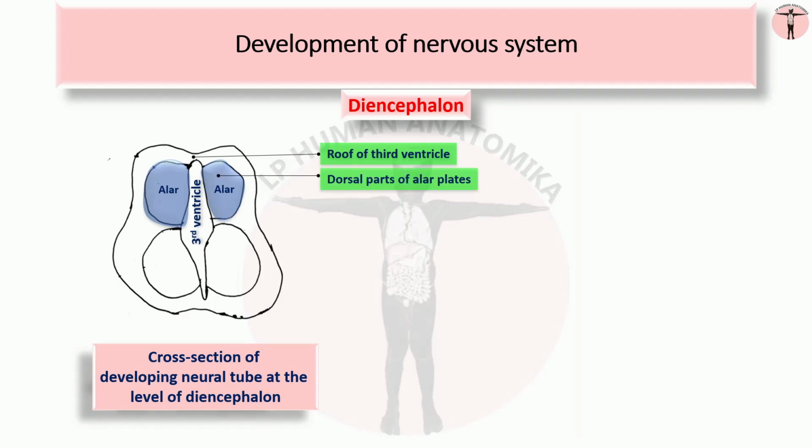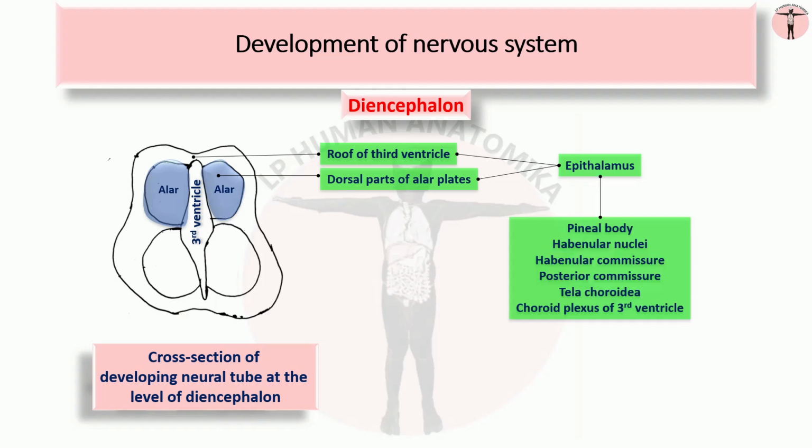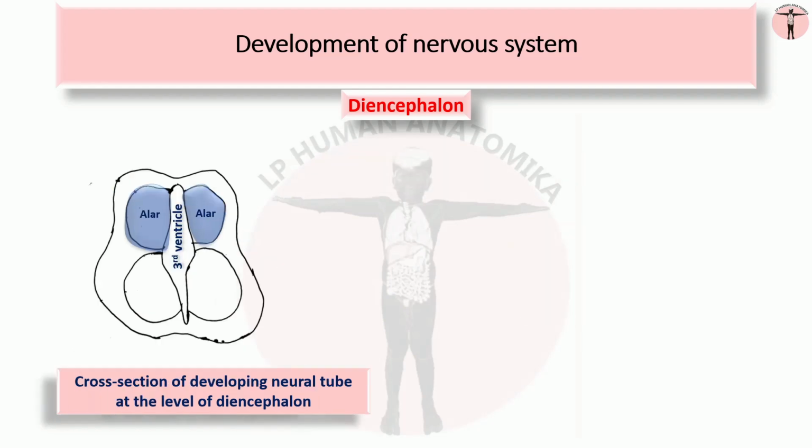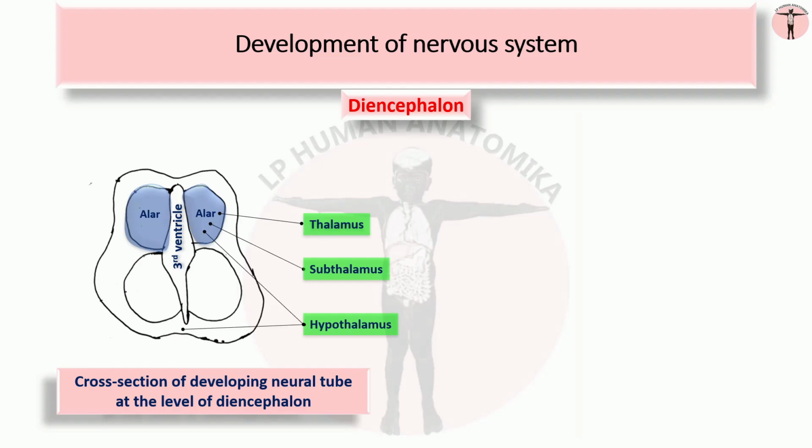The embryonic roof plate of third ventricle and dorsal parts of alar plates give rise to epithalamus. The epithalamus gives rise to several parts: the pineal body, habenular nuclei, habenular commissure, posterior commissure, tela choroidea, and the choroid plexus of the third ventricle. Alar plate also gives rise to thalamus, subthalamus, hypothalamus. Hypothalamus also develops from the floor plate ventral to hypothalamic sulcus.